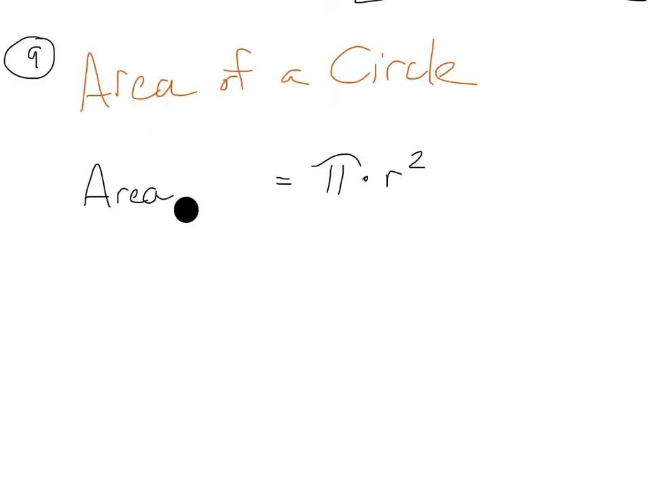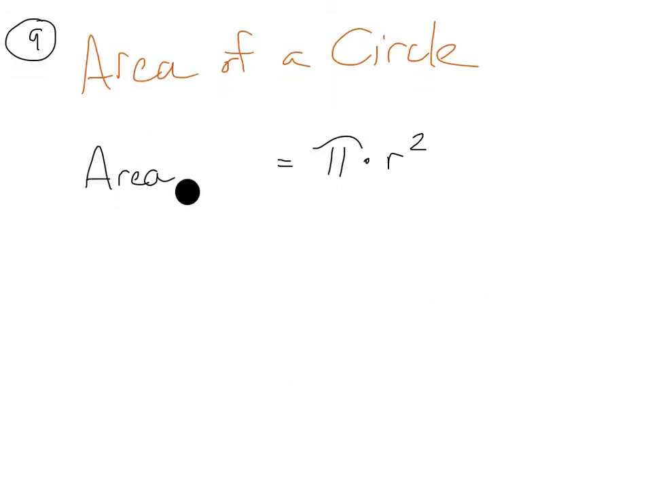All right, so now we'll talk about area of a circle. How do you find the area of a circle? Well, the area of a circle is found by taking pi times the radius squared. So that means you're going to need to know what that distance right there is. Okay, the radius, if you're going to find the area.